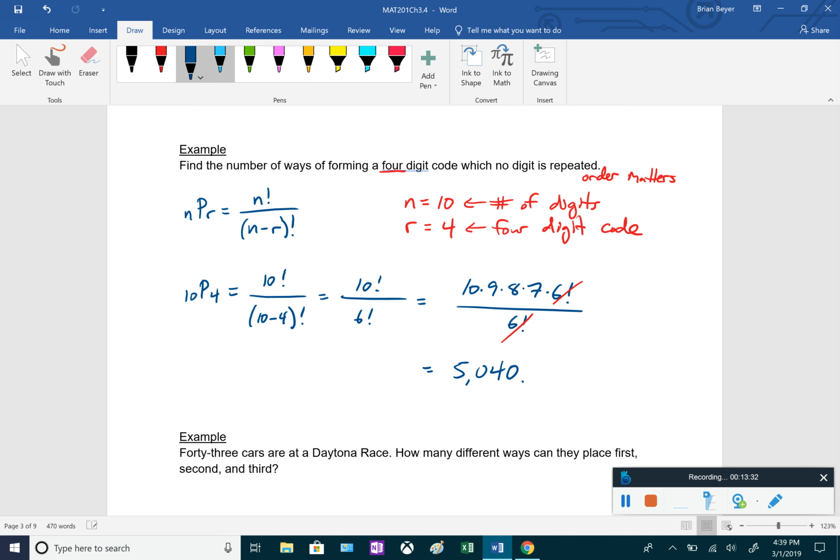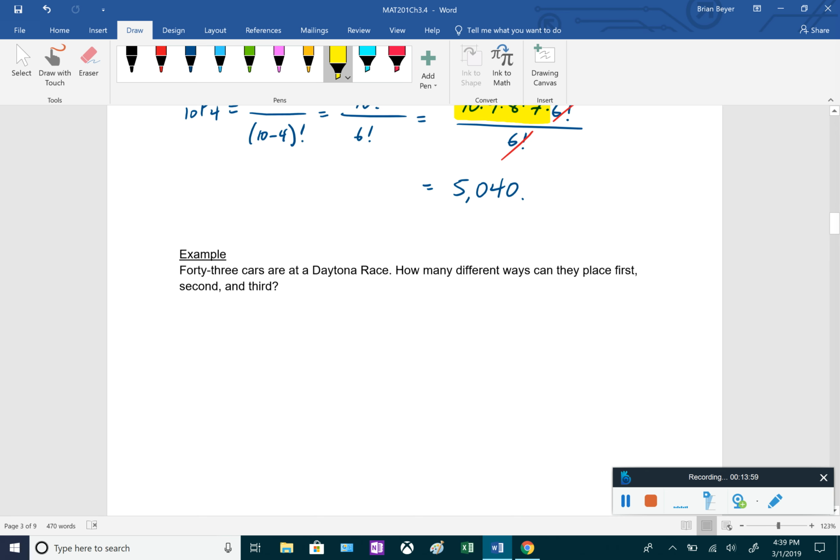5,040. So if we were doing this the way that we did it before with the fundamental counting principle, we would say, okay, we have 4 digits. We have 10 options for the first digit. We can't repeat any digits, so we have 9 for the second, 8 for the third, and 7 for the fourth. Taking a look at what this formula simplified to, 10 times 9 times 8 times 7, that is the fundamental counting principle right there.